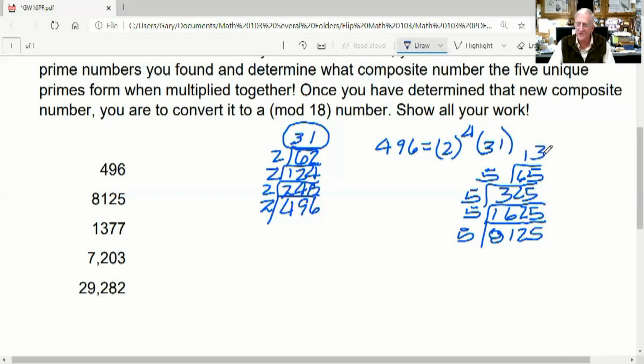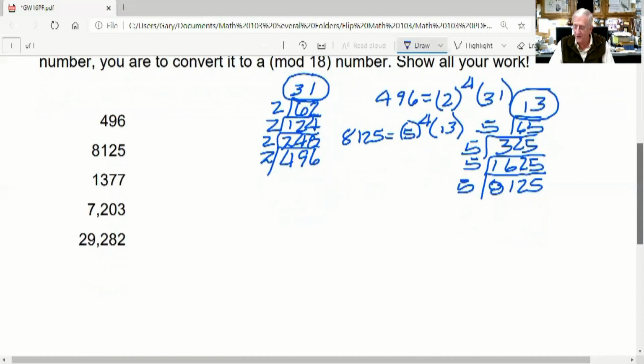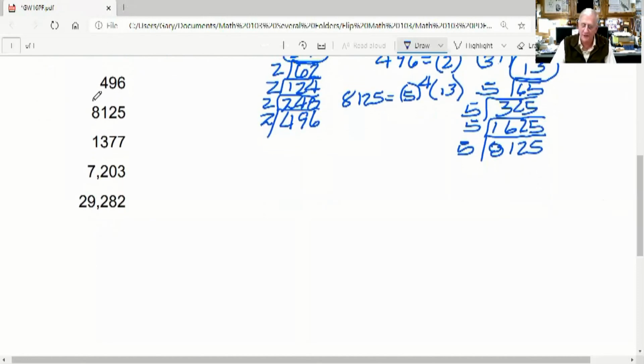So the prime factorization for 8125, all right, is 5 to the 4th times what? Times 13. So the number we are looking for in this particular prime factorization is 13. All right, so we've got 2 of the 5 finished. Let's keep trucking along. So let's go to 1377 and see what we can do with it.